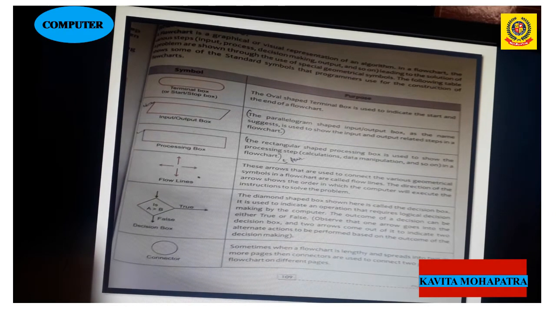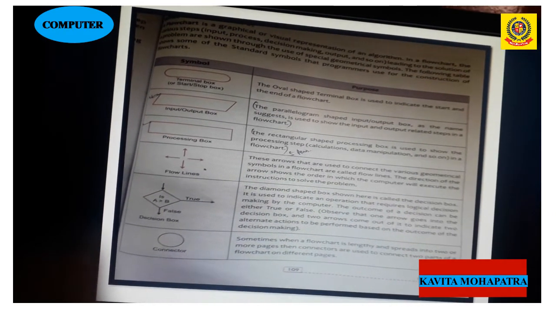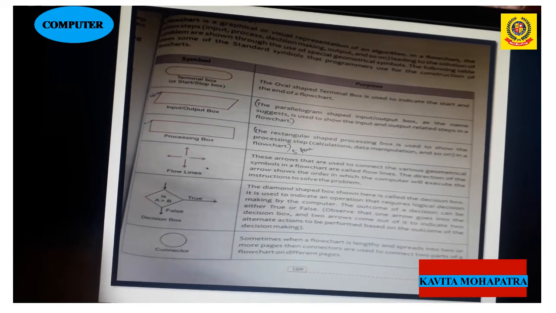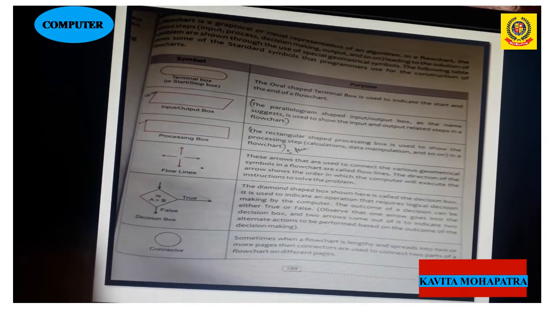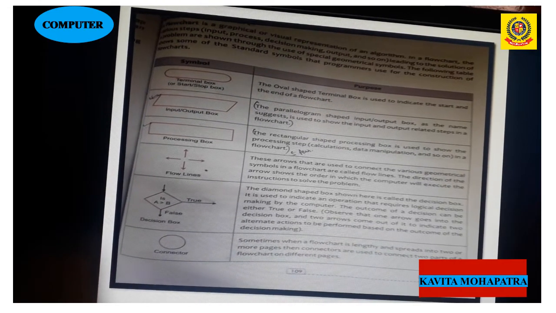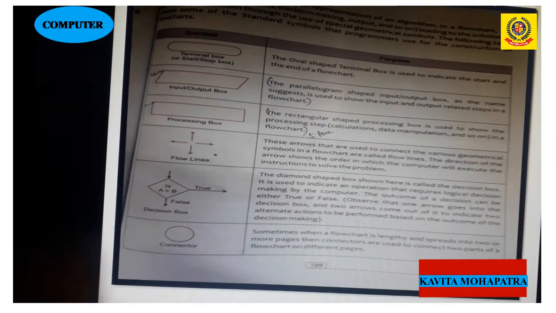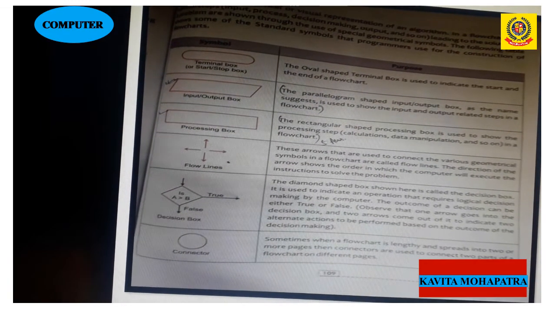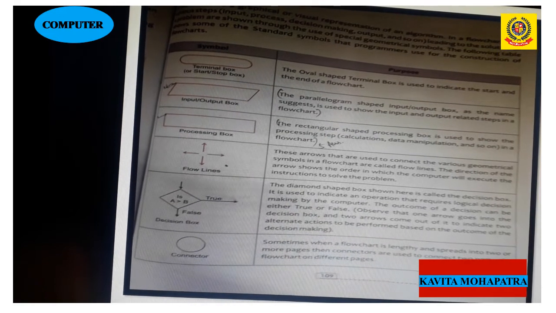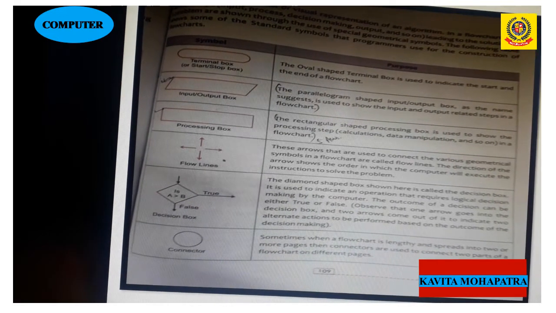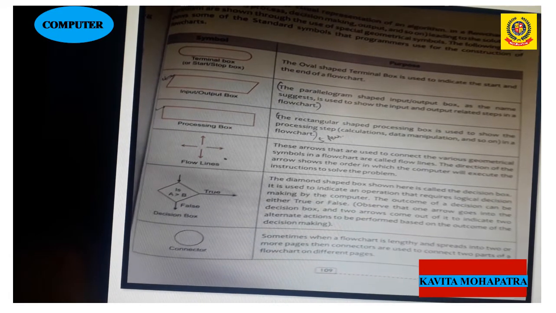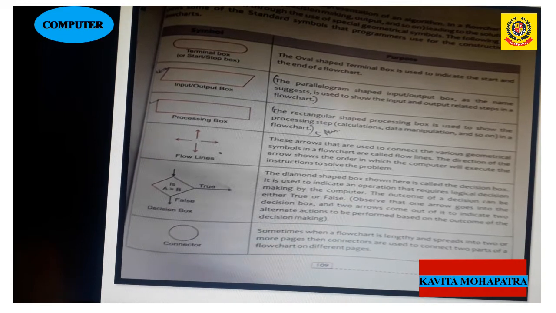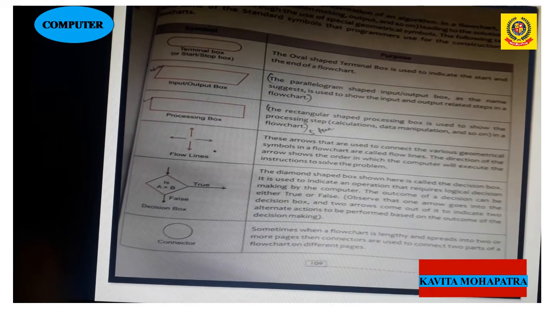First symbol, the terminal box or start-stop box. It is of oval shape. The oval shaped terminal box is used to indicate the start and end of the flowchart. Second one, the parallelogram shaped input-output box. As the name suggests, it is used to show the input and output related steps in a flowchart. Next is the processing box. It is a rectangular shaped processing box. It is used to show the processing steps like calculation, data manipulation and so on in a flowchart.